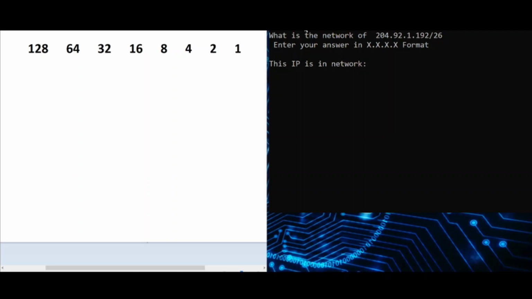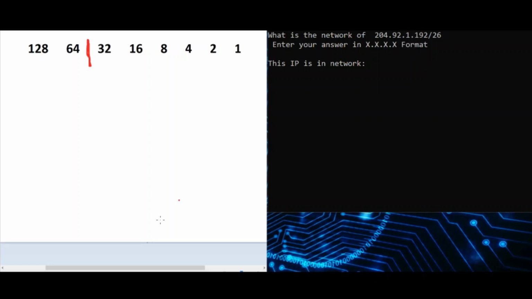So in this case, we have the question, what is the network of 204.92.1.192/26? Because it's a /26, we know we're looking at the last octet because we have 8, 16, 24, 25, 26. We need to borrow 2 bits. We'll draw our line here.